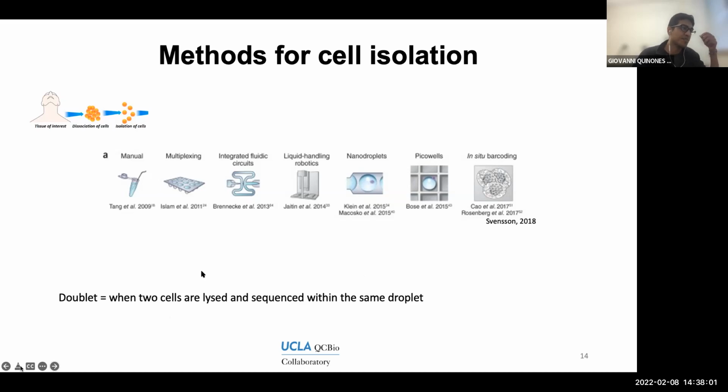I think it's spelled with a P, actually. Sorry about that. But it just refers to two cells being captured within the same drop. And as you can imagine, this is a problem because the whole point is to obtain the signal of an individual cell. So there are techniques, and we're also going to mention some approaches of how people deal with these doublets. But it's pretty much a bad signal in your data that you have to deal with.